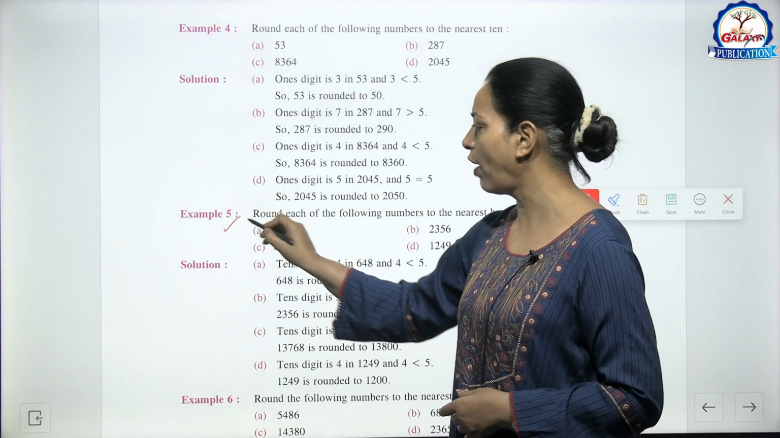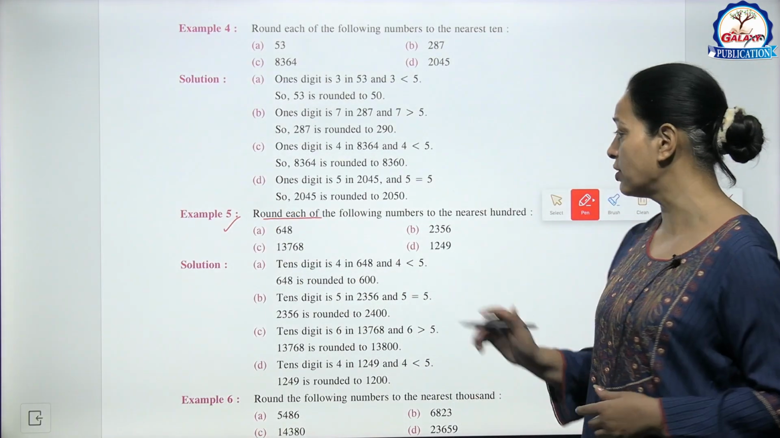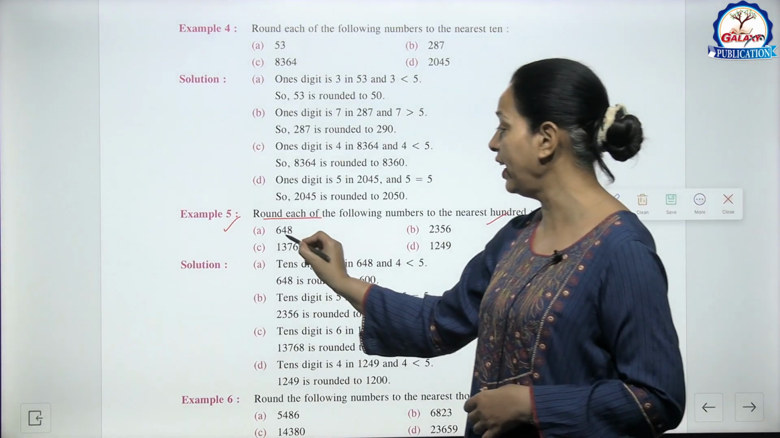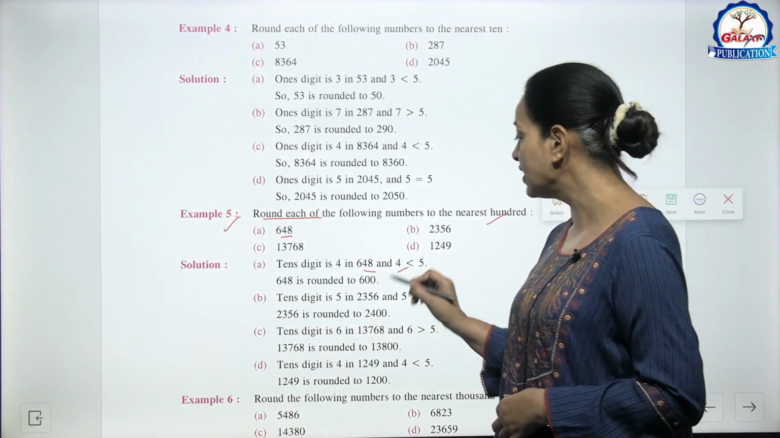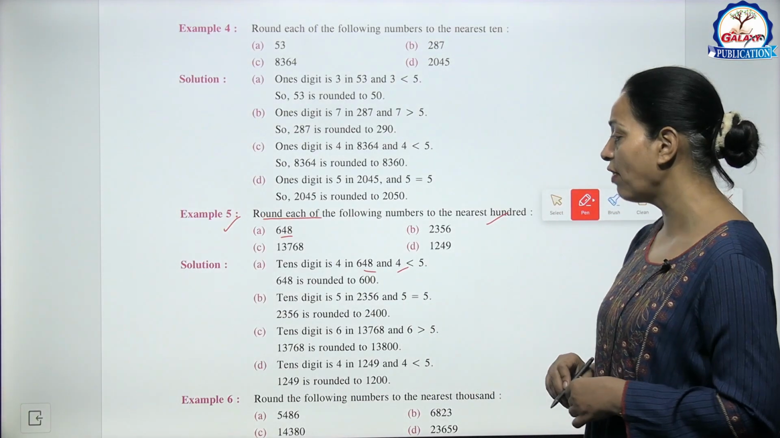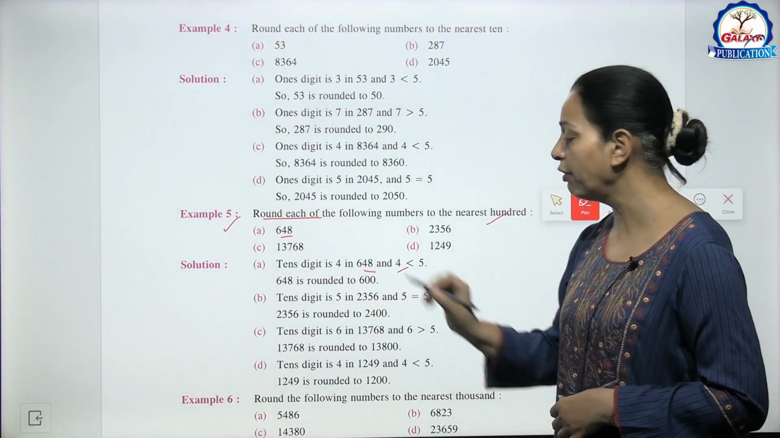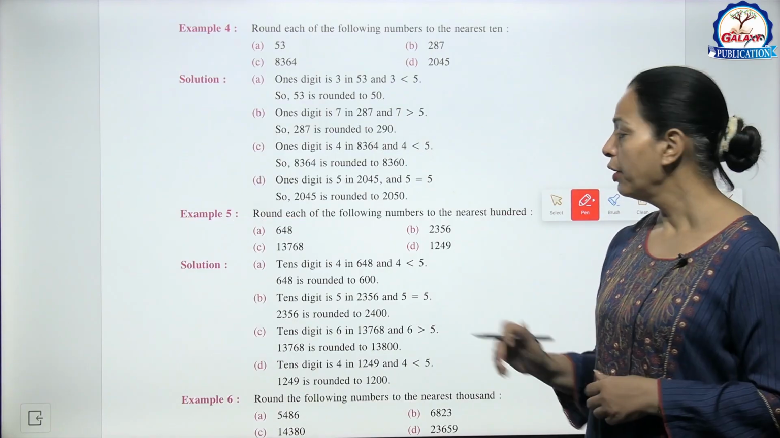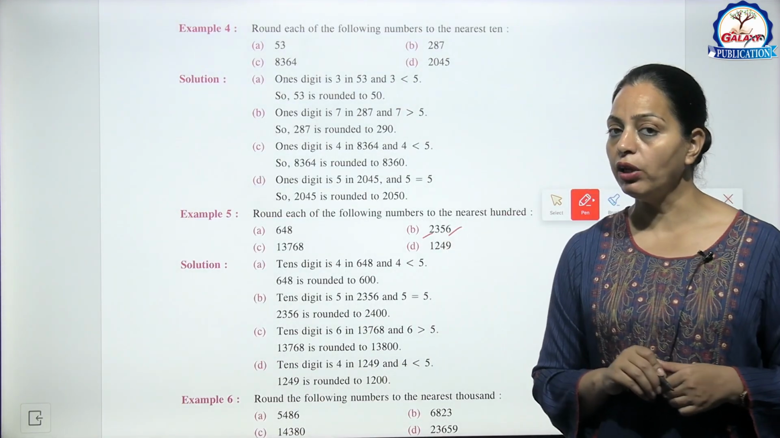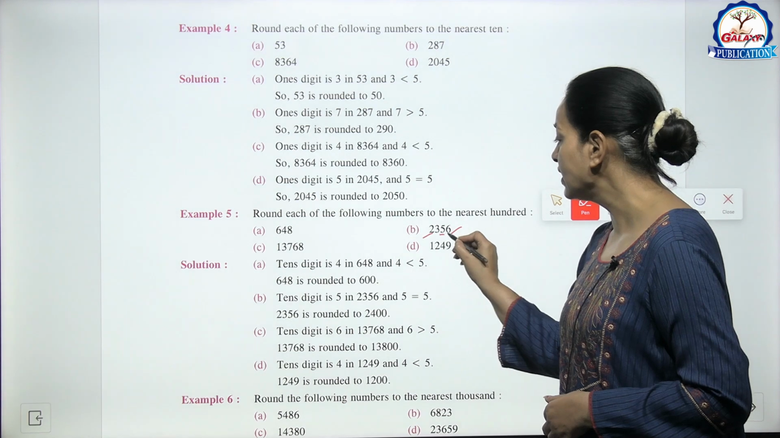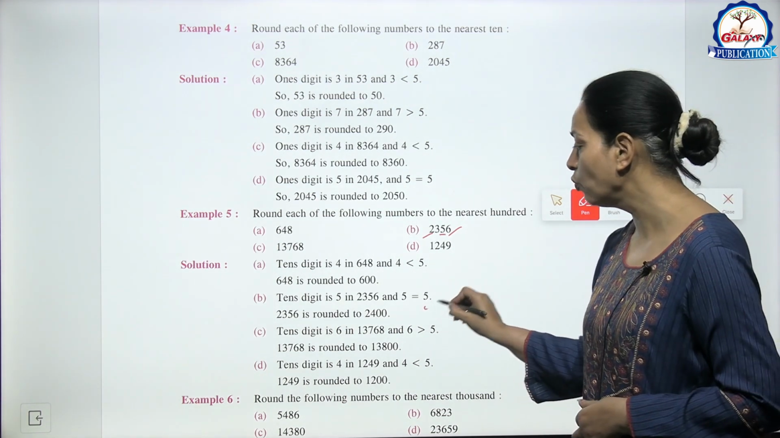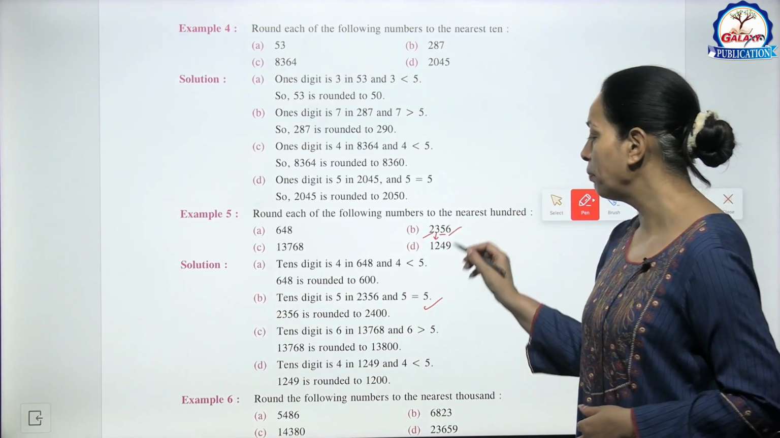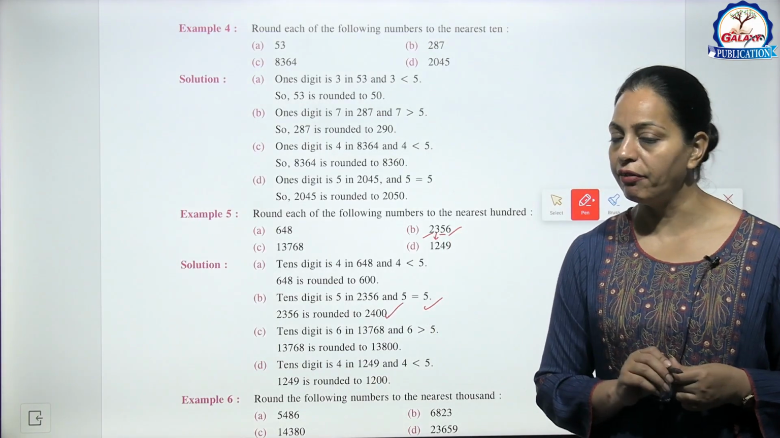Now see example 5. Round each of the following numbers to the nearest 100. A part, 648. So you have to see the tens digit, which is 4 and less than 5. So there is no change in the 100 digit and make the rest 0. So the answer is 600. Now B part, 2356. See the tens digit, it is 5, equal to 5. So what to do? Change this digit plus 1. So it becomes 2400. Okay.